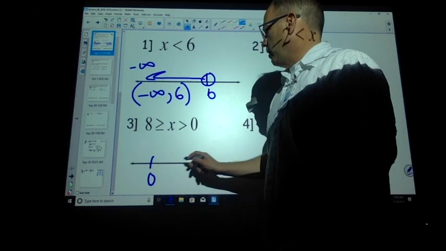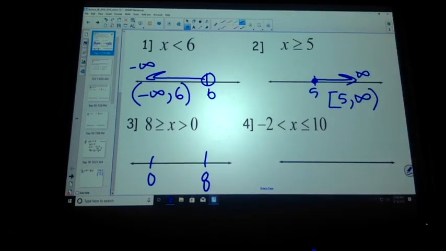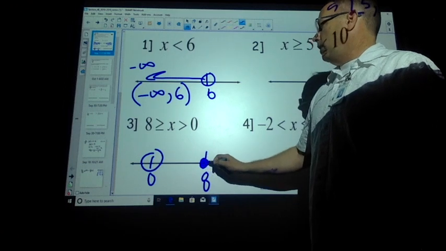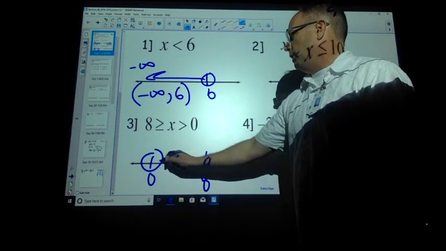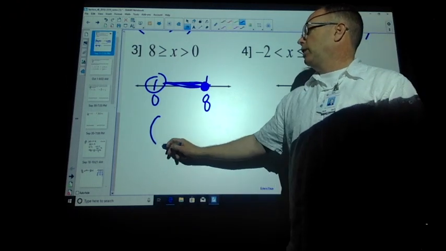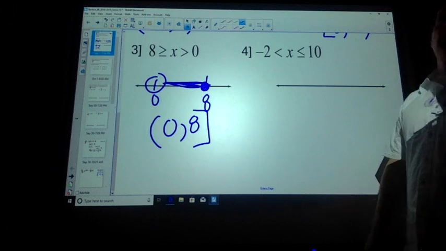I have a 0 here. I have an 8 here. This is where you get the question, how do you know the 8's on that side of the 0? I'll let you figure that one out. Okay, open dot at the 0. Closed dot at the 8. Shade in between. Still with me? Okay. Interval notation from 0 to 8. Square bracket. Done.